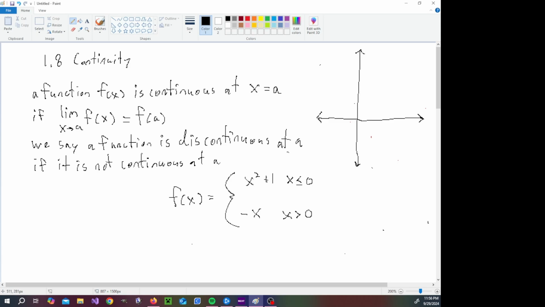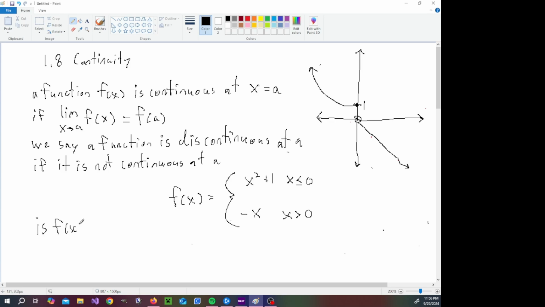So if we were to graph that, of course, 0 is kind of this focal point, and x squared plus 1 is a nice parabola that starts here at 1 and then is going to look like that. And then to the right of 0, we look like the line negative x. So if I plug in 0 to that, I get 0. And then I just go down like this, right? Okay.